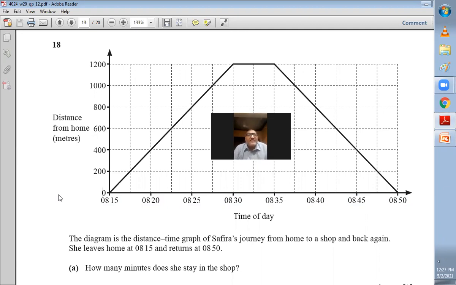And how many minutes does she stay in the shop? Here she is in the shop, and when the distance time graph becomes flat, it means she has stopped. If you look carefully, at 8:30 she was in the shop, till 8:35 she is in the shop, and then she started coming back home. So she stayed in the shop for five minutes only. From 8:30 till 8:35 the graph is flat, which means she is stationary, at rest.